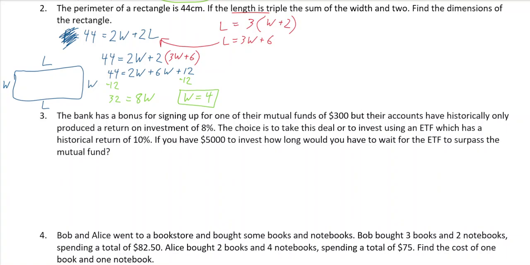So this is great, but we're not quite done because now we need to substitute it back into the red equation. So L equals 3W, which is 4, plus 6. So now we can solve this for L, so it's going to be 12 plus 6, which is 18. So L equals 18, W equals 4. And those are our 2 answers.